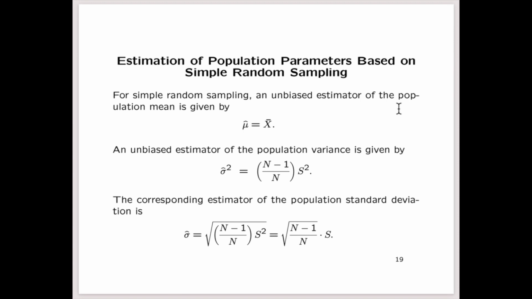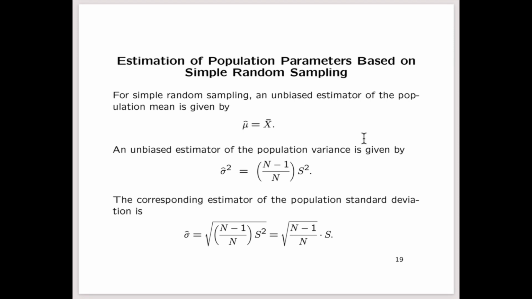For simple random sampling, we've shown in a previous lecture video that an unbiased estimator of the population mean is given by the sample mean, x bar. We are denoting this unbiased estimator of the population mean by mu hat. We also showed that the usual sample variance, the version with n-1 in the denominator, while it's an unbiased estimator under IID random sampling, under simple random sampling, the sample variance s squared is not an unbiased estimator of the population variance.